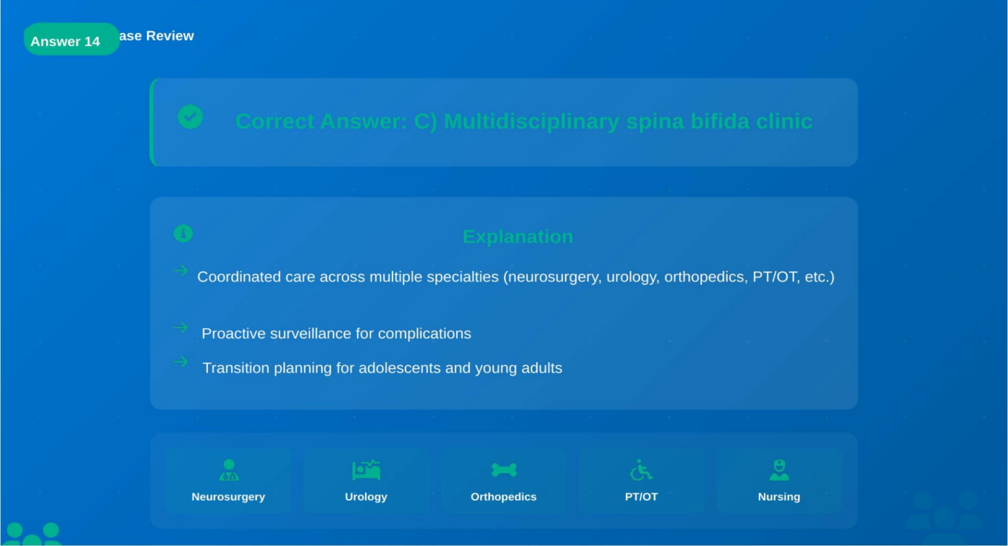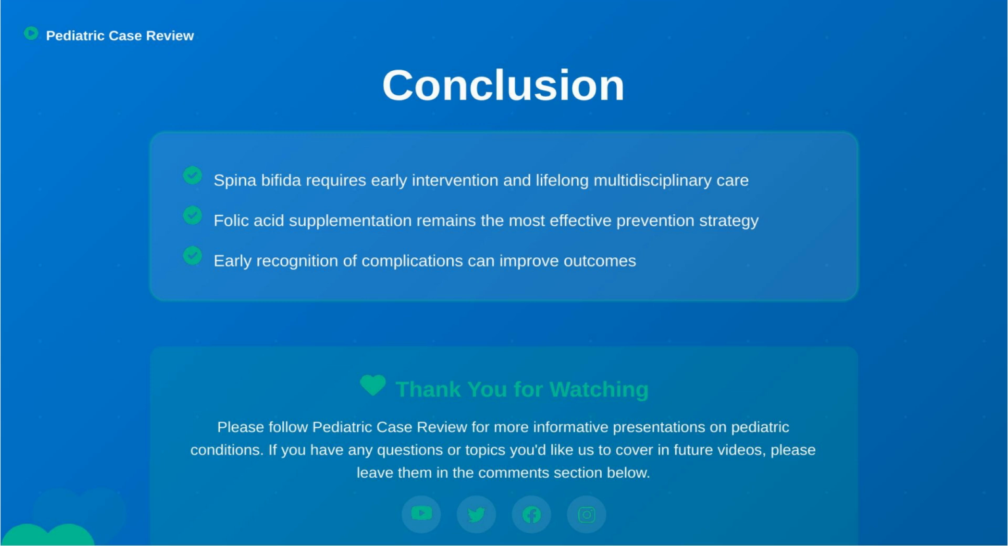and reproductive health. Thank you for joining our lecture on spina bifida in children. We've covered the clinical presentation, examination findings, pathophysiology, investigations, treatment approaches, and associated complications of this complex condition. Remember that spina bifida requires early intervention and lifelong multidisciplinary care, with folic acid supplementation remaining our most effective prevention strategy.